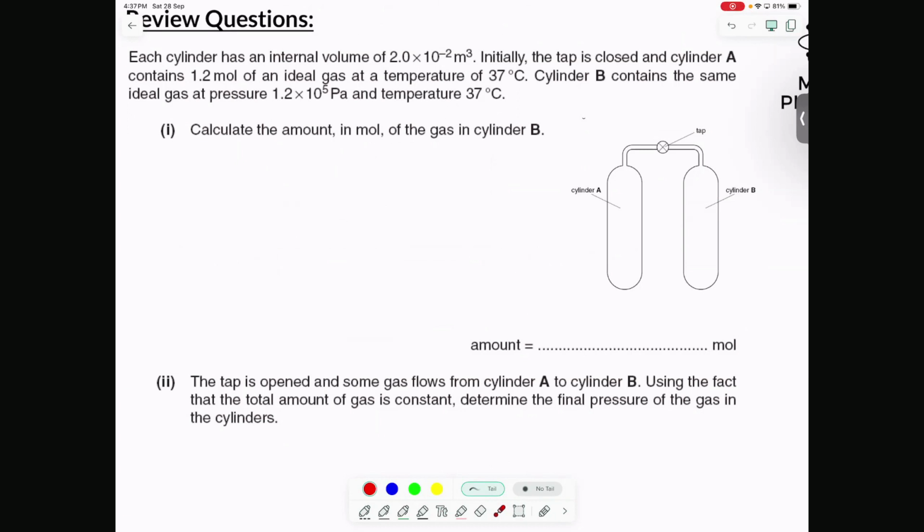Okay, suggest an equation. Oh, no, not that one. Can you try it? Yeah, exactly. The ideal gas equation, PV equals nRT.